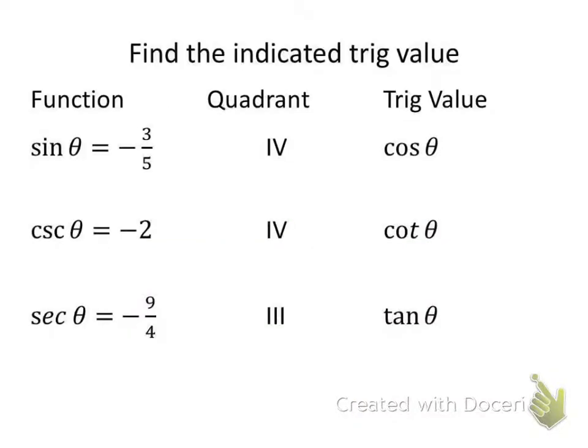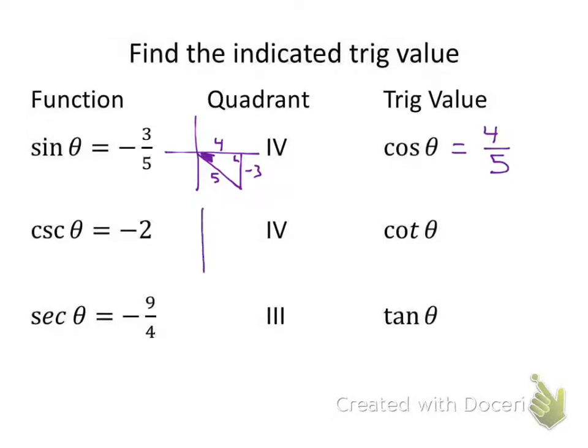So now we're given a function, given a quadrant, we need to find the trig value. So we know we're in quadrant 4, and sine is negative 3/5. Sine is opposite over hypotenuse, so our hypotenuse has to be 5. Our opposite is negative 3. Pythagorean theorem, we get a 4 for our adjacent leg. And then we get cosine is adjacent over hypotenuse, so that's 4/5.